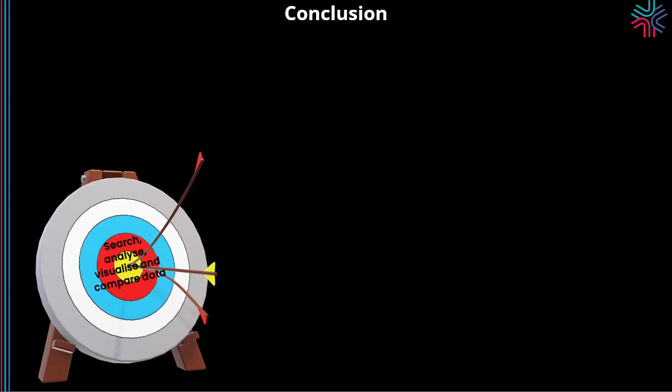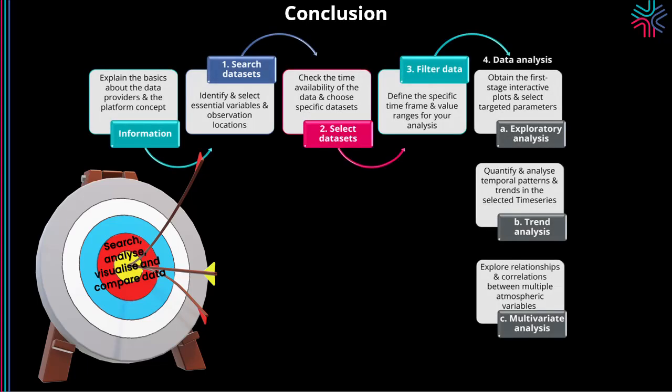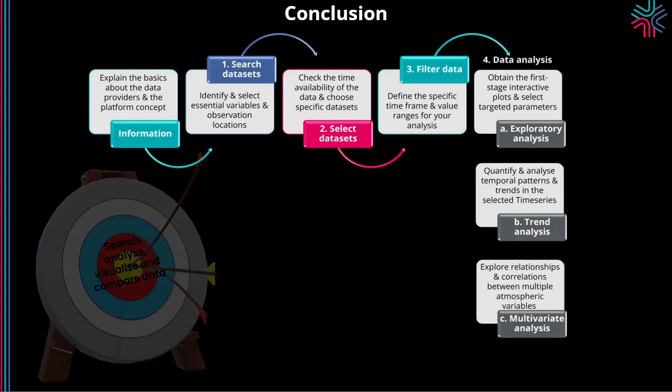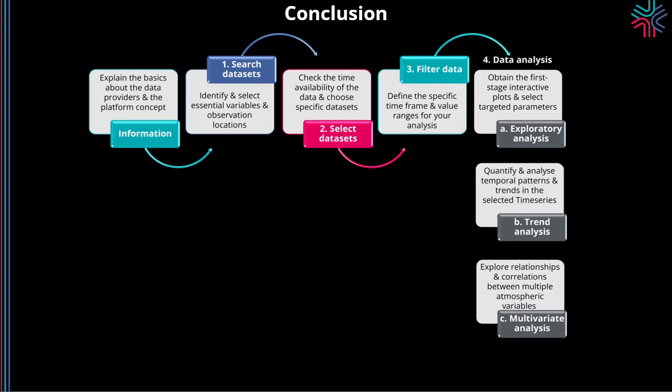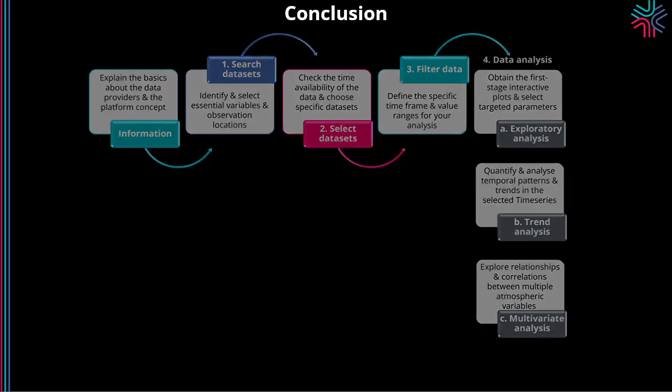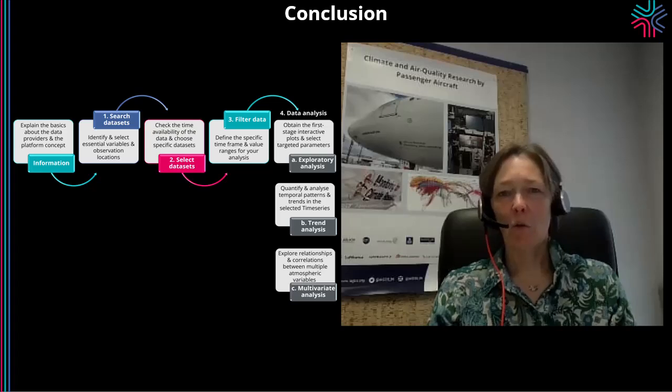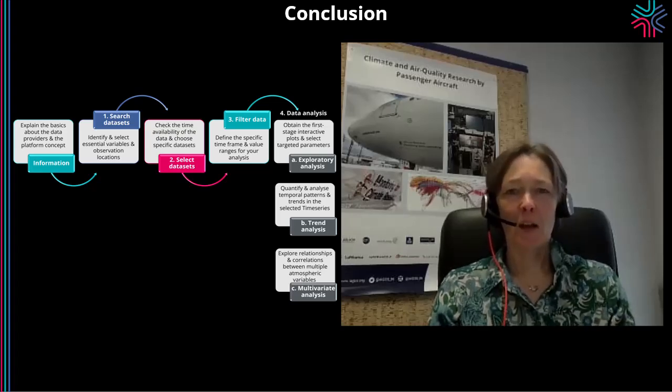In conclusion, the Time Series Analysis Service is a robust tool designed to efficiently search for, analyze, visualize, and compare observational data and essential climate variables. Here's a quick recap of the steps to successfully analyze atmospheric data and generate the desired plots. Keep in mind that you can always go back and revisit previous steps, refine your choices, and generate the exact plots you need.